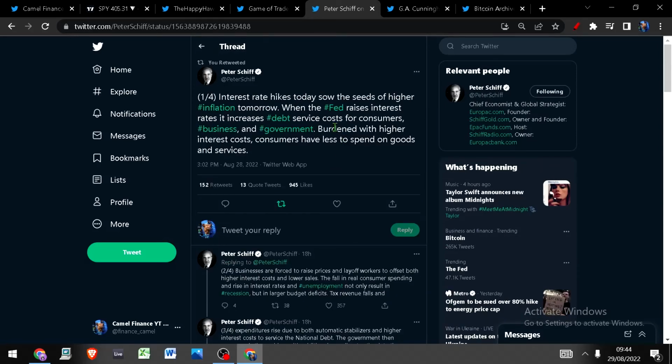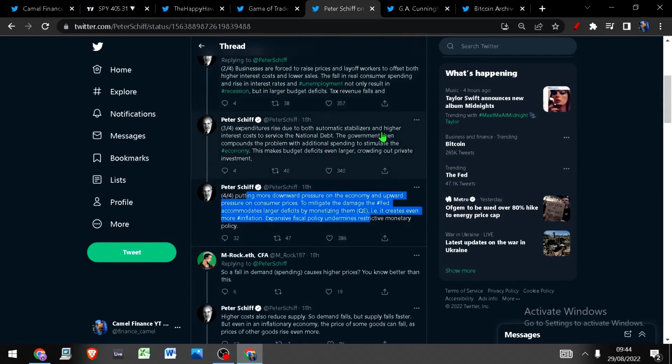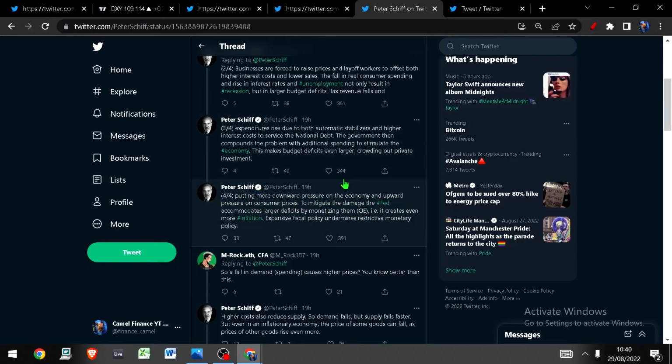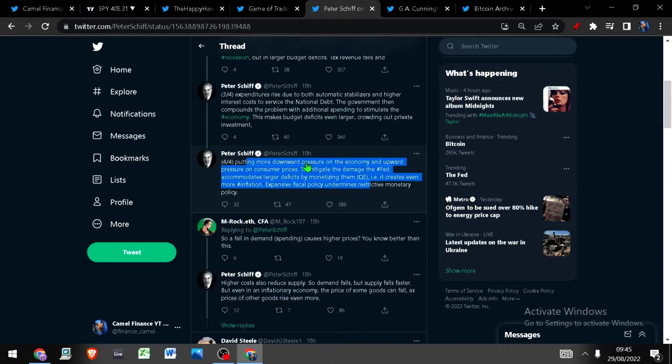And so if you think about this economic cycle and where we are today, we are somewhere around here, right? We're about to see the unemployment spike. We are certainly in a recession already. Tax revenues are falling for sure, so expenditures are rising due to both automatic stabilizers and higher interest rate costs. We are seeing the government start to compound this problem at the moment with additional spending to stimulate the economy. We're already starting to see this with things like the Inflation Reduction Act. The budget deficit is going to continue to grow larger. This is going to continue to put more downward pressure on the economy and more upward pressure on consumer prices.